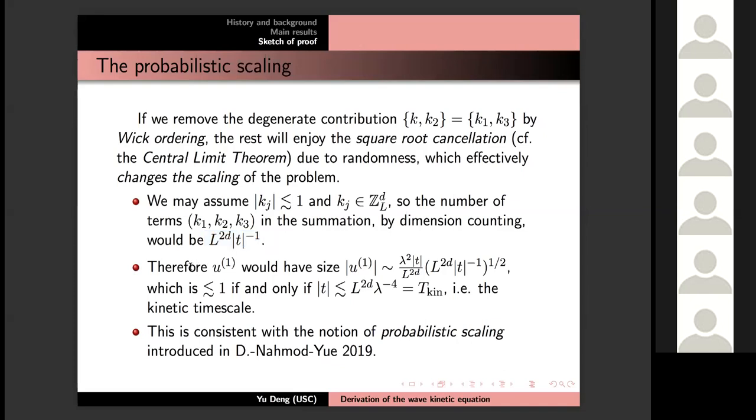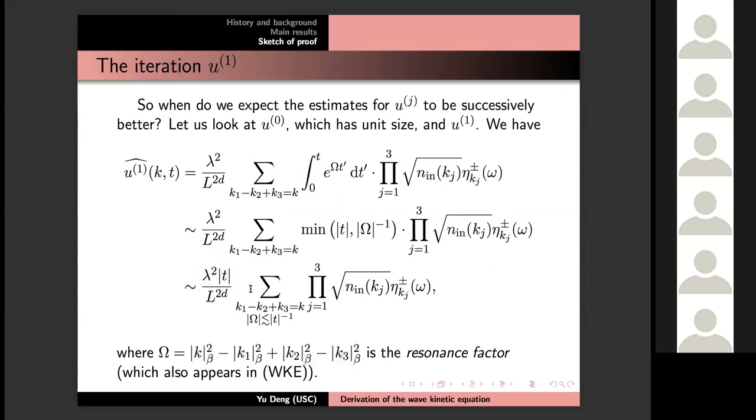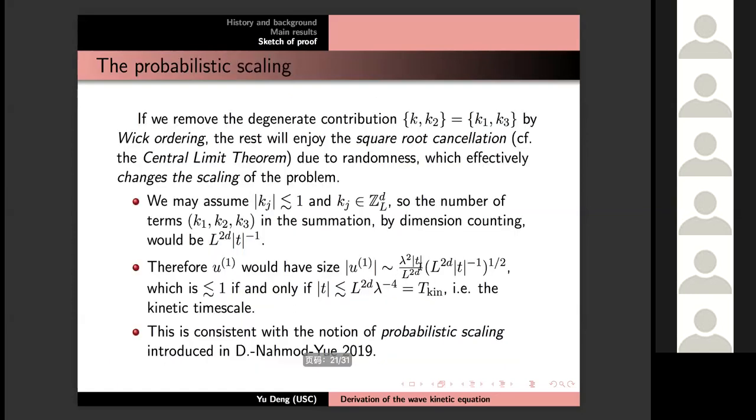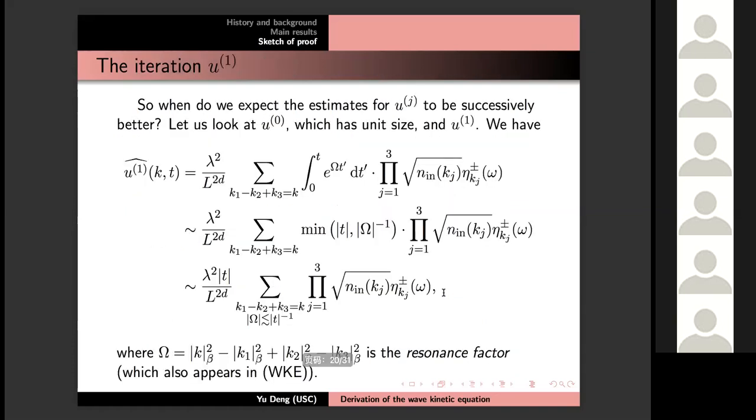Okay, then if we calculate the second iteration, the size of the second iteration will be this factor here times the number of terms to the square root of the number of terms, which is this one. Then you see that in order for this to be less than 1, you can calculate that this happens if |t| is less than L to the 2d lambda minus 4, which is the kinetic timescale. So that's to say this kinetic timescale emerges naturally from these heuristic arguments about these randomized Gaussians.